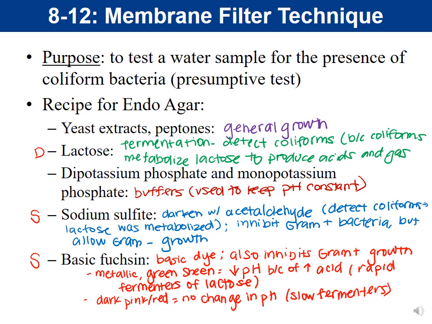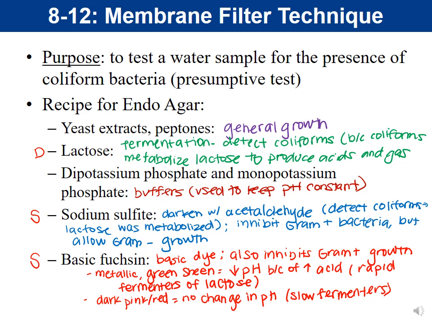And the change in pH comes into play with the basic fuchsin. And that is that it allows us to distinguish between rapid fermenters like E. coli, versus slow fermenters, which would be the case for Klebsiella pneumoniae. So this is just an added layer, this basic fuchsin, in addition to being selective. It also basically helps us to distinguish between the rapid fermenters from the non-rapid fermenters.